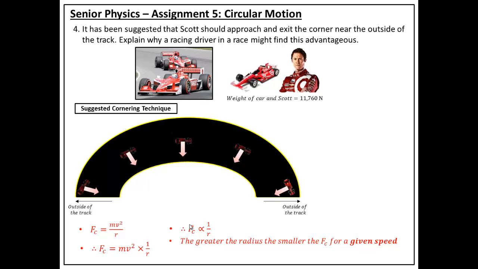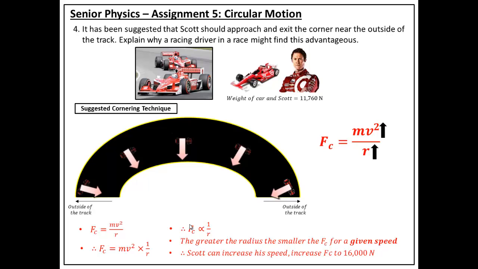The centripetal force equation also shows us that if Scott had a centripetal force of 16,000 newtons, as he had previously, and he increased his radius, he would also have increased his speed. This would give him an advantage, as he can take the corner at a higher speed.